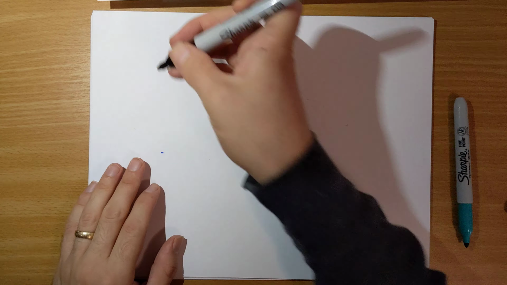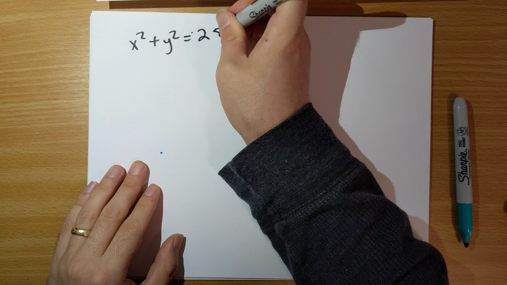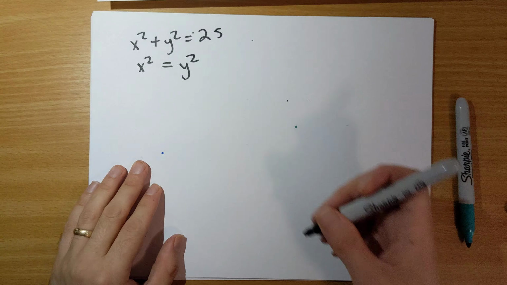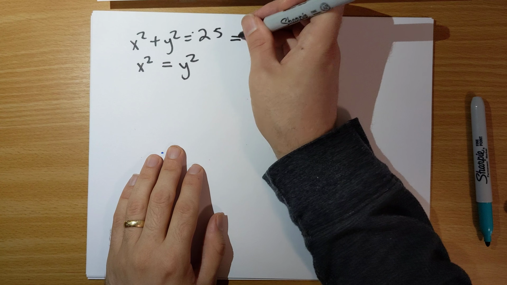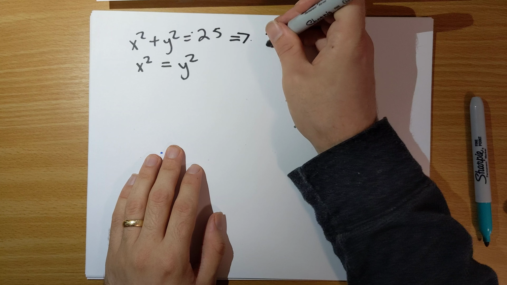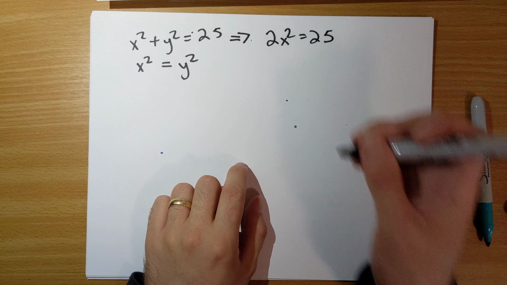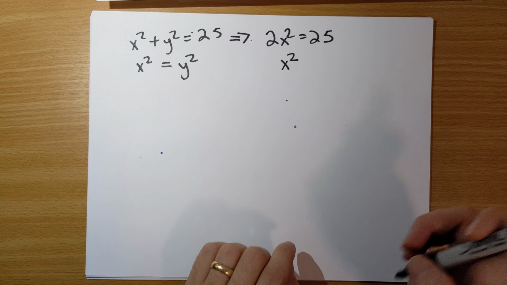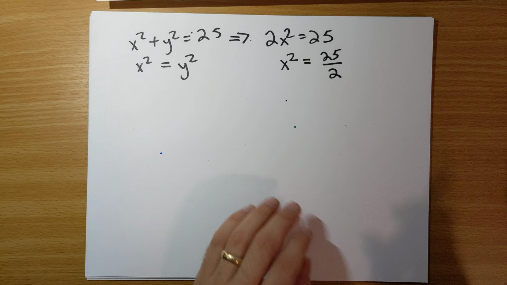Okay, so on the next page of our solution, we're down to just x squared plus y squared is equal to 25, and x squared is equal to y squared. So if we replace y squared with x squared in our equation, we get 2x squared. X squared plus x squared will equal 25, and x squared will equal 25 over 2.